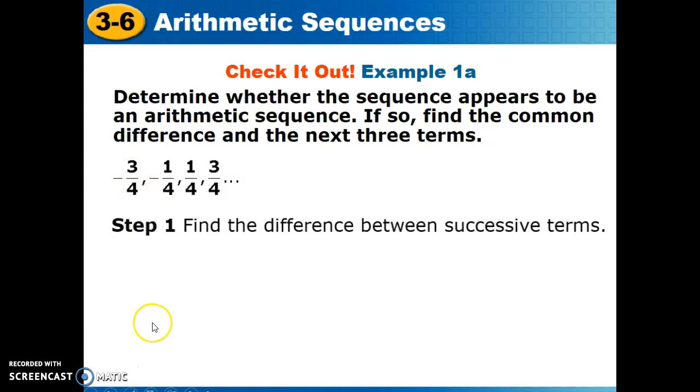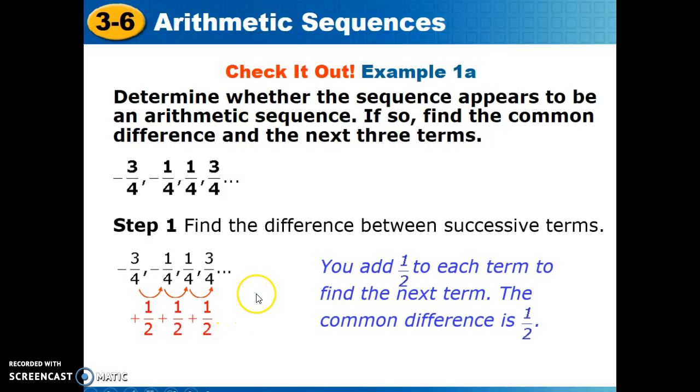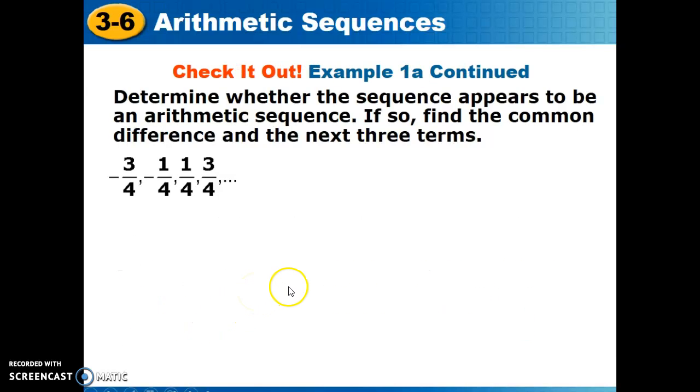-3 to -1, -1 to 1, and 1 to 3. We can see each time that we're adding 2/4, which is exactly the same as 1/2. Therefore, it is an arithmetic sequence.